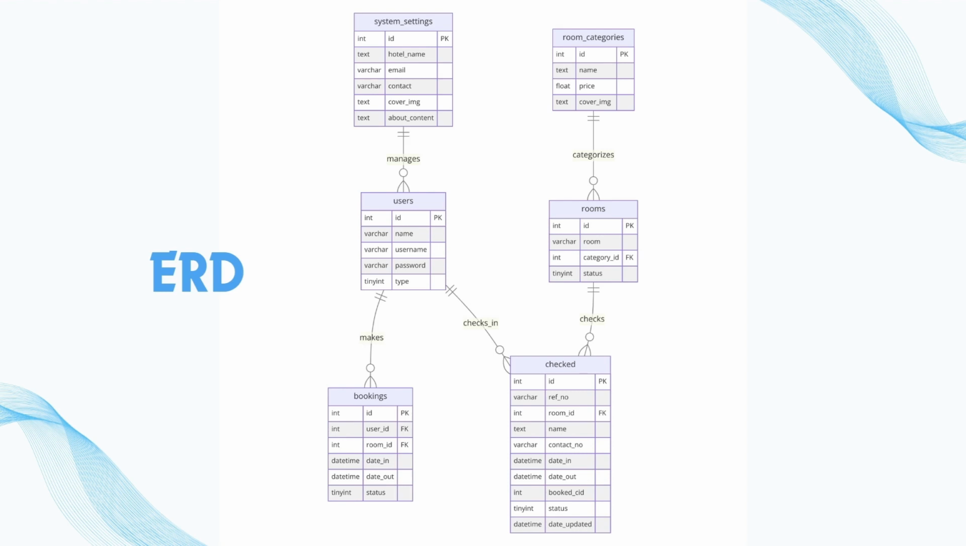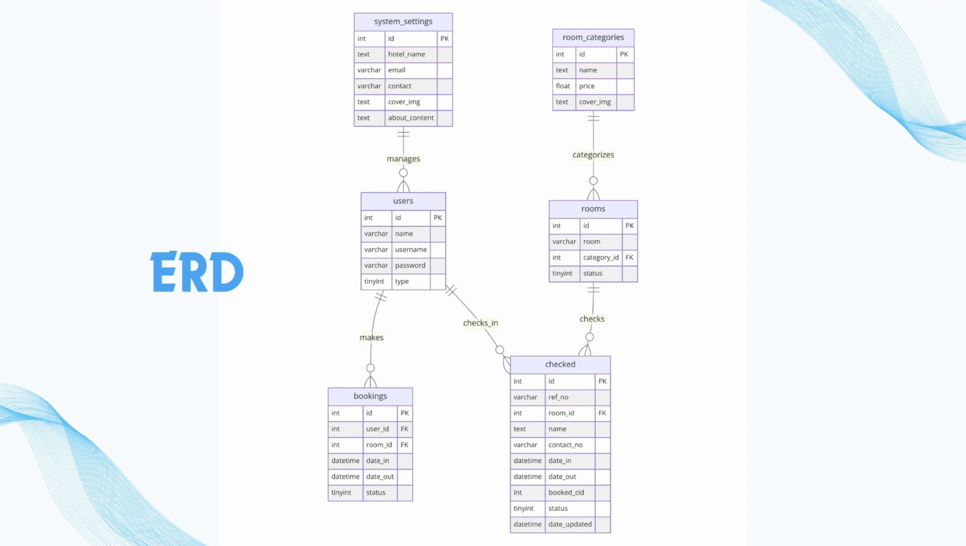Room categories defines different room categories with attributes like name, price, and cover image. Rooms stores information about individual rooms, their category and status. Bookings manages booking details including user ID, room ID, check-in and check-out dates, and booking status. Check-in tracks check-in details with room ID, reference number, contact number, and status.